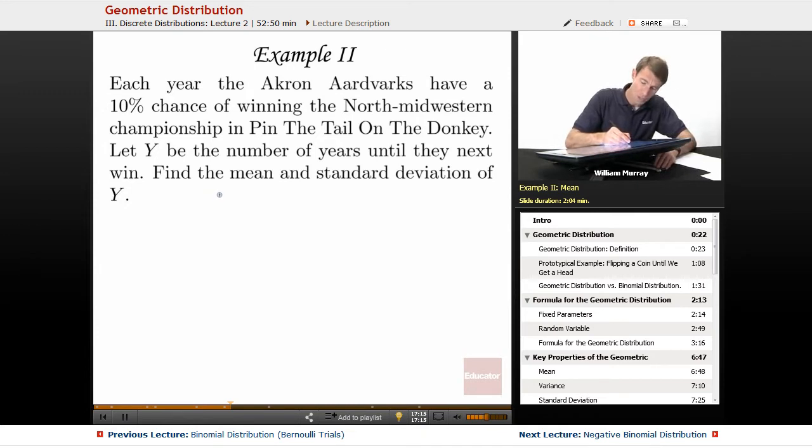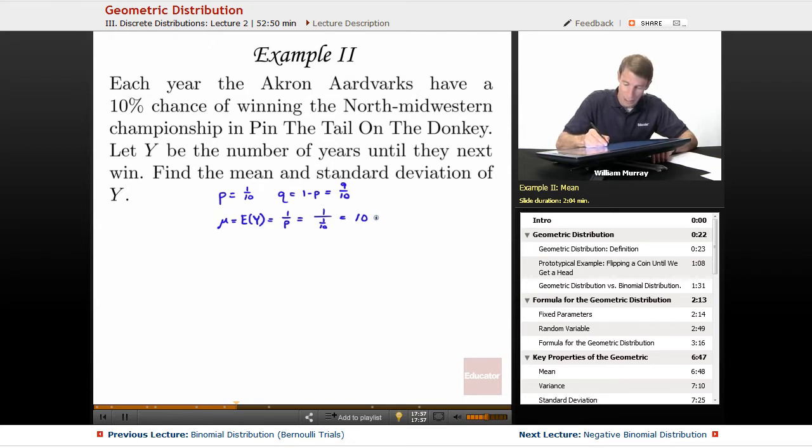So our P, the probability of them winning in any given year, is 10%, so I'll write that as 1/10. Our Q, the probability of failure, of them not bringing home the trophy, is 1 minus P. Q is always 1 minus P, so that's 9/10, 1 minus 1/10. And now our mean. I gave you the expected value formula, which is the same as a mean, on one of the earlier slides of this lecture. It's always 1 over P, so that's 1 over 1/10, and so that's exactly 10.